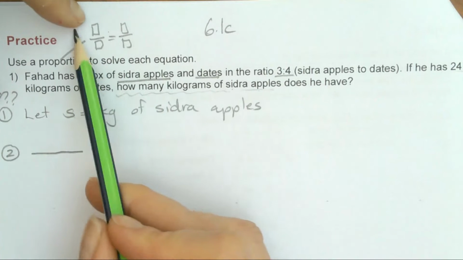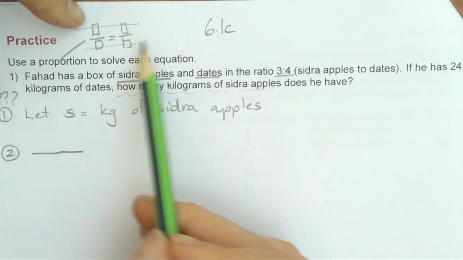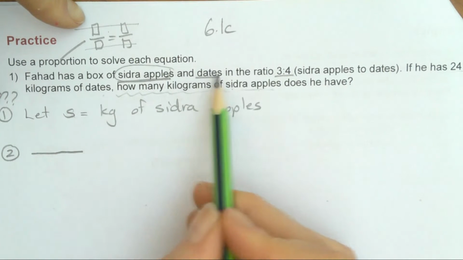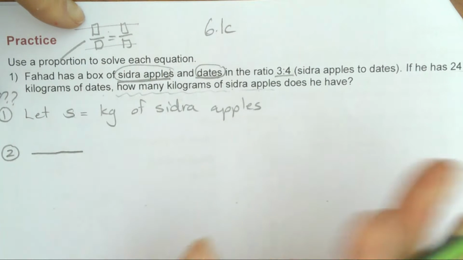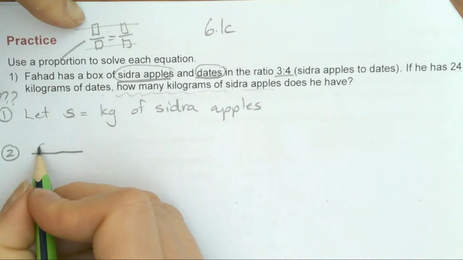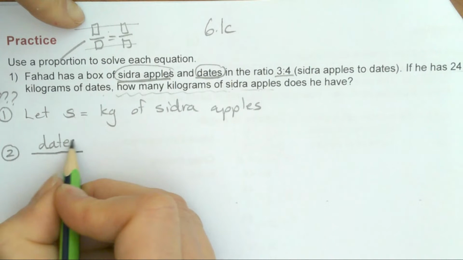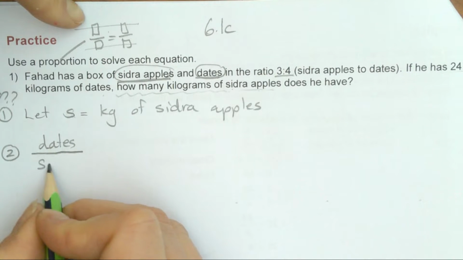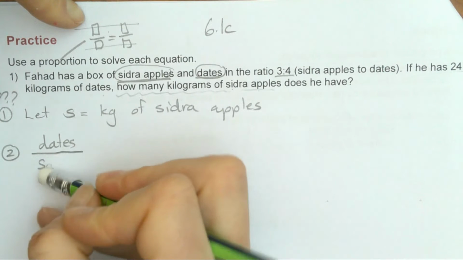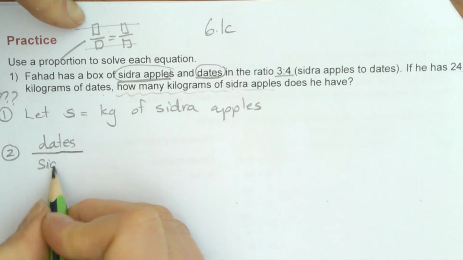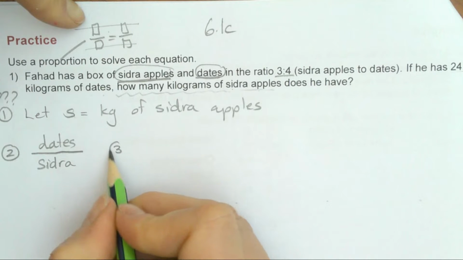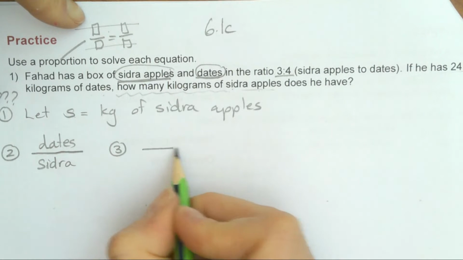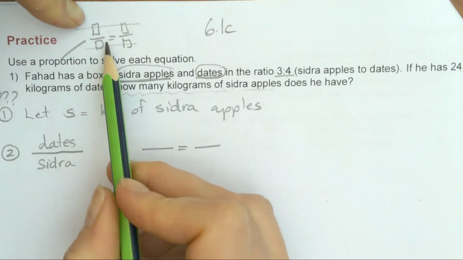Step 2, we have to make a decision about our proportion. What's going to go on the top and what's going to go on the bottom. We have Sidra apples and we have dates. We can put apples up or down. It doesn't matter. Let's put dates up and Sidra apples down. It doesn't matter. You can do it the other way. We just have to make a decision, okay? Step 3, we need to make our proportion. So it looks like this.